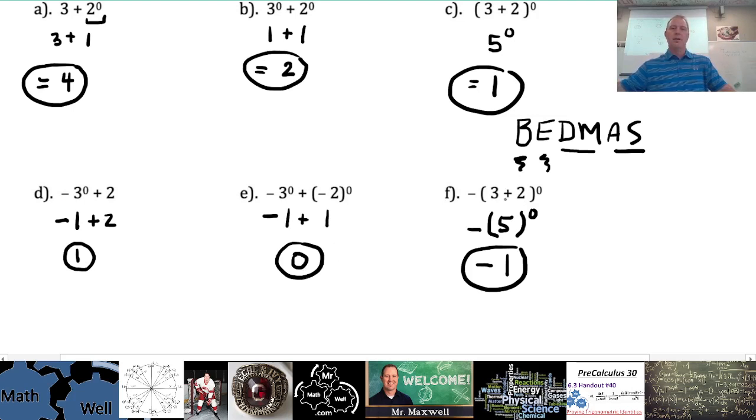F is, we do brackets first, so that's 5 to the power of 0, but that negative sign is outside the brackets. So 5 to the 0 is positive 1 times negative, we have negative 1. Okay. Any questions about that? Those are tricky. Those last 3 were tricky. Any questions about how that works?